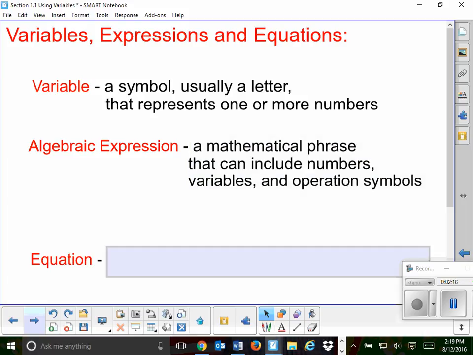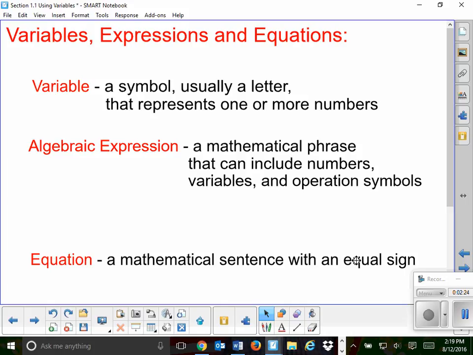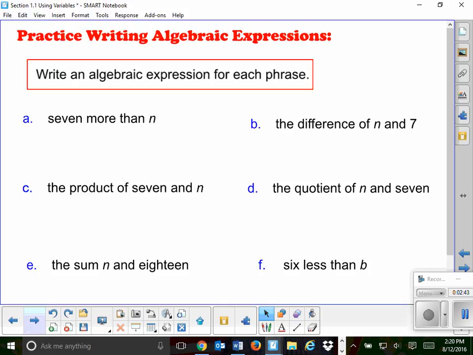An algebraic expression is a mathematical phrase that can include numbers, variables, and operation symbols. And then an equation is a mathematical sentence with an equal sign. And the difference between an expression and an equation is equations have equal signs and expressions do not. Okay, so you can pause it if you need to write down the definitions, and I'm going to keep moving on.